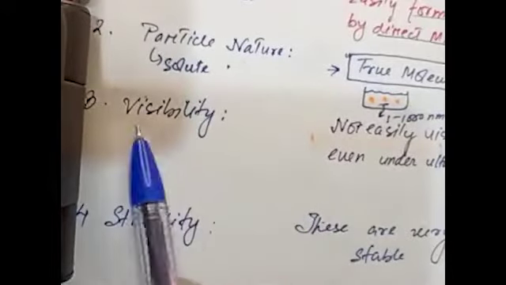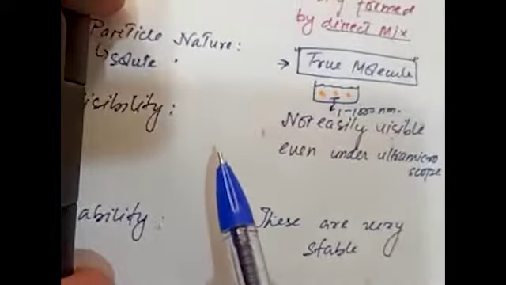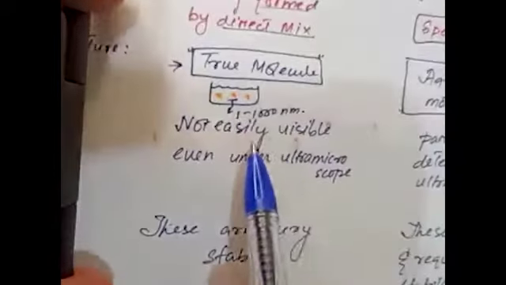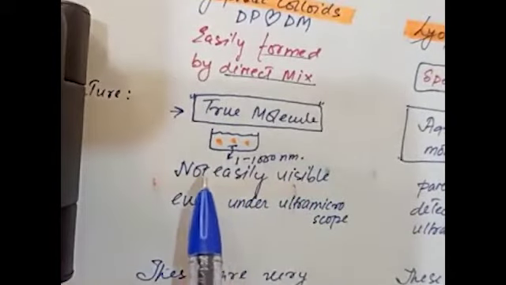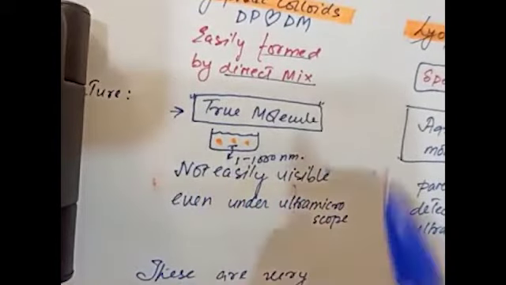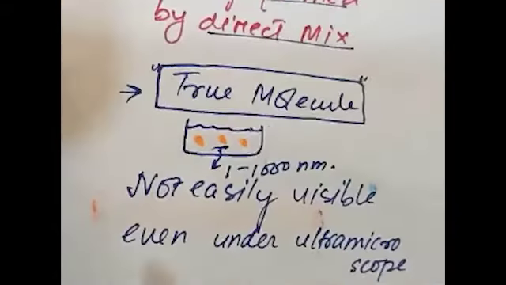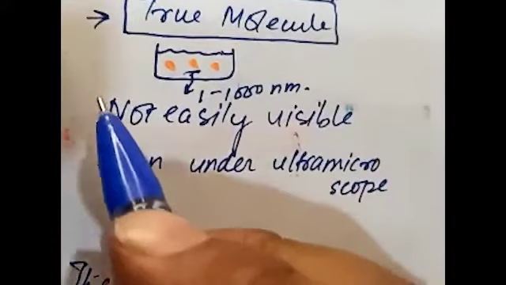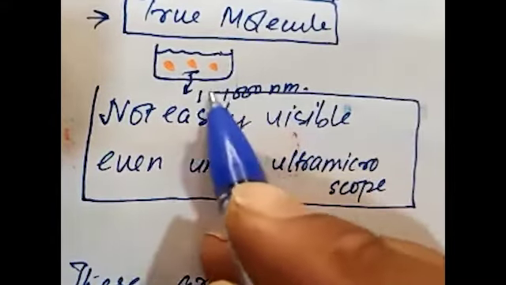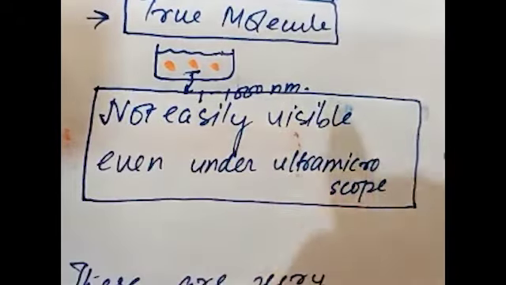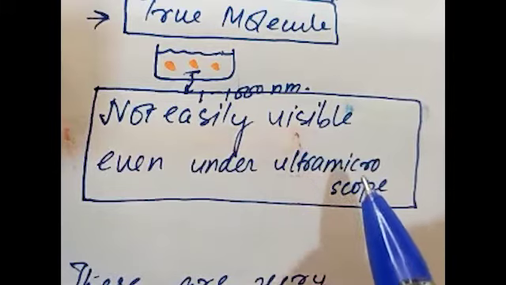Next, visibility. So not easily visible. Because the particles are small, though they are like 1 to 1000 nanometer, they are not easily visible even under an ultra microscope. Not easily visible means it is very difficult to view them. It is not very easy to view them.